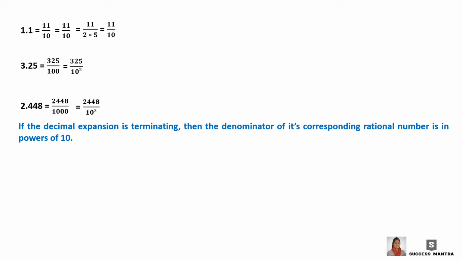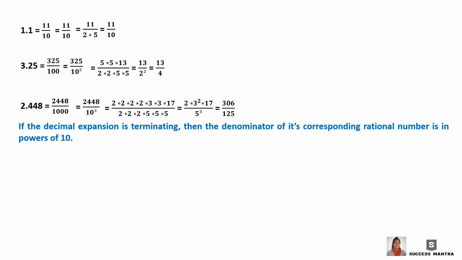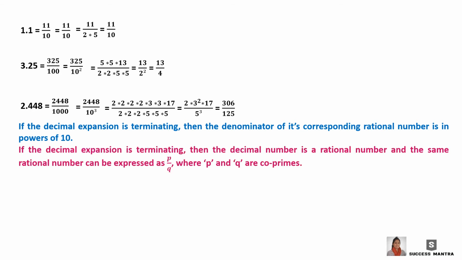2.448 can be represented as 2448 divided by 10 cube. On further simplification, 1.1 comes as 11 by 10. That is, there are no common factors between these two other than 1. So 11 and 10 are co-primes. Moreover, 3.25 can be simplified as 13 by 4. 13 and 4 are also co-primes. 2.448 can be simplified as 306 divided by 125. They are also co-primes.